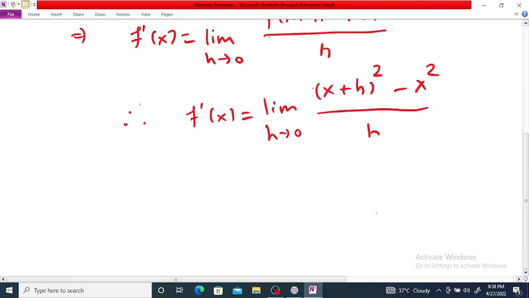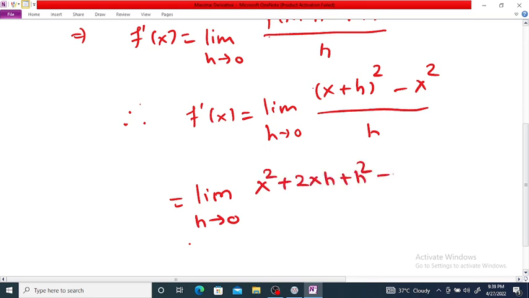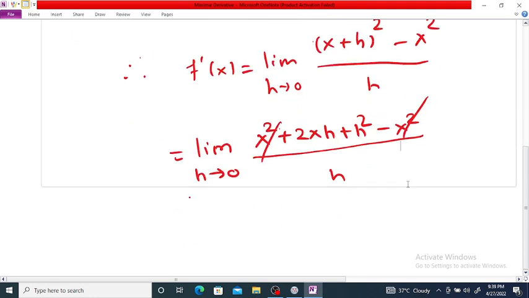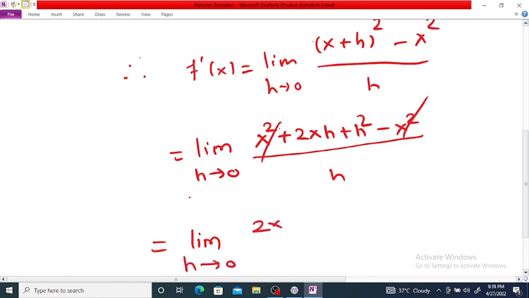If we simplify this bracket, then it is equal to limit h tends to 0 of x plus h bracket square, which is x square plus twice xh plus h square, minus x square, divided by h. So here x square will get cancelled, and it is equal to limit h tends to 0 of twice xh plus h square divided by h.